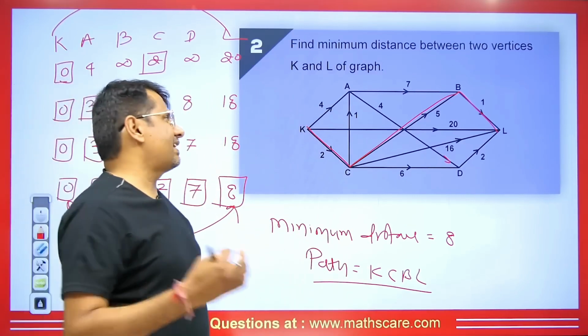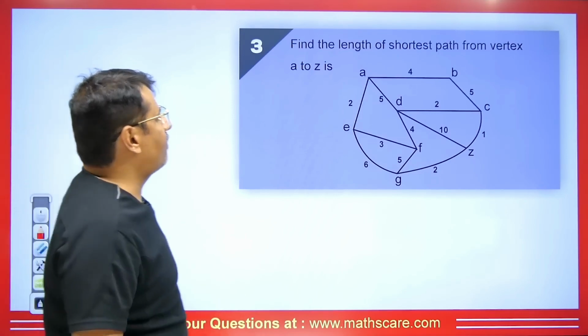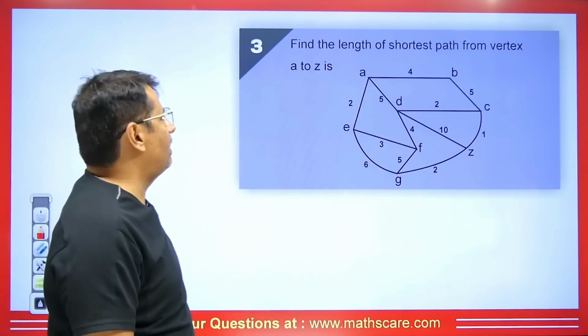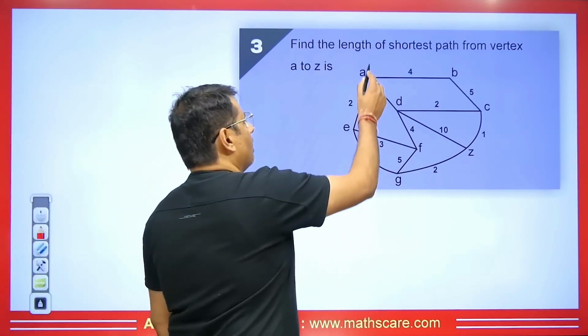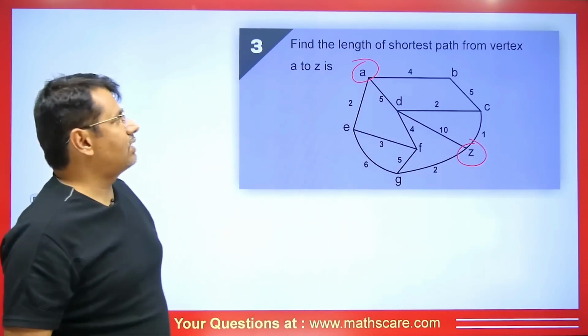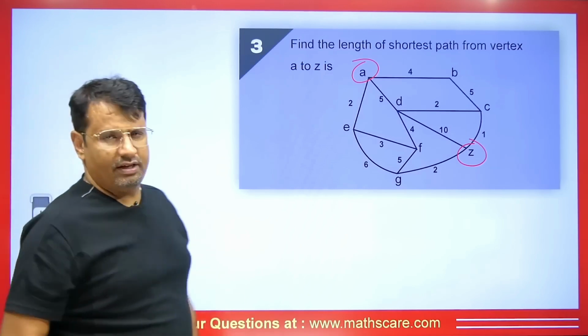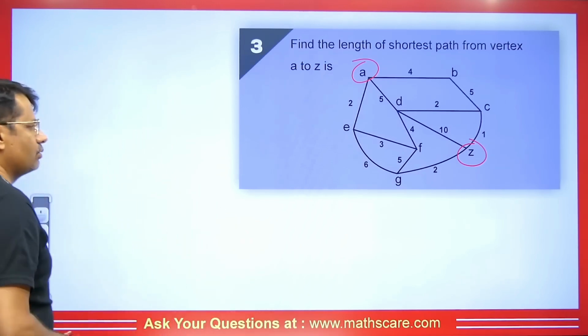Now let's see the next question. Question says, find the length of shortest path from vertex A to Z. So we are told that this is A and this is Z, and what we have to find here is the shortest path from here, okay? Listen, we don't have any directions given here. That's all right. No need to worry.